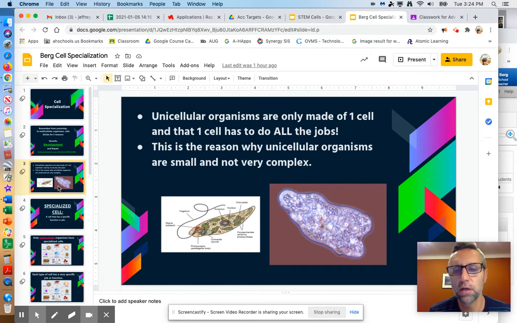We also said yesterday that unicellular organisms, since they only have one cell, that one cell has to do all the jobs. They can't specialize and focus just on getting oxygen or focus on just moving. They need to do everything. And if you're going to have to do all of the jobs, you need to stay fairly simple and pretty small.